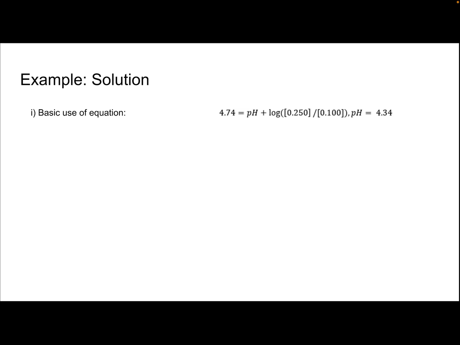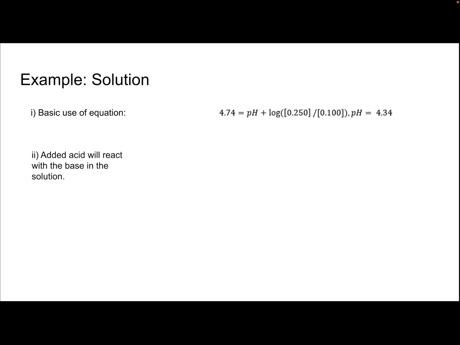Our pKa is 4.74. That's equal to the pH plus the log of the concentration of the acid, which is 0.250 mole per liter, divided by the concentration of the base, which is 0.1 mole per liter. If we take the log of 0.250 divided by 0.1, that's going to give us about 0.4. So therefore, the pH is going to be about 4.34 for the solution.